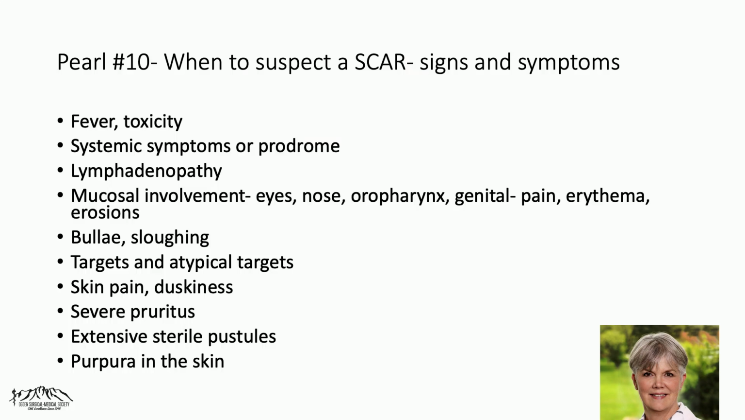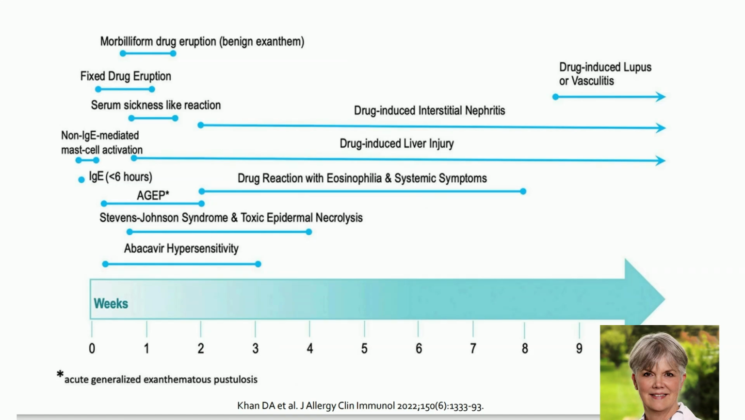So when a patient calls your office and says, doc, I'm having a reaction, I don't know what to do, your RN can ask them these questions and help you to decide whether or not this patient needs to be seen immediately. Or if the ER doctor calls you and says they have fever, systemic symptoms or prodrome, lymphadenopathy, mucosal involvement, that's a big one. Bulla, targets, pain in their skin, severe pruritus, purpura, all of those things would say we're not in the simple category and this patient needs to be seen.